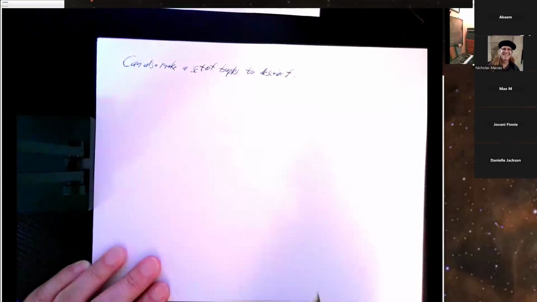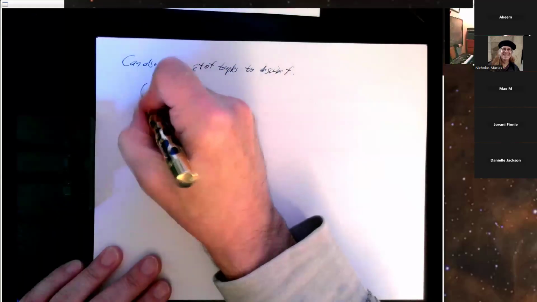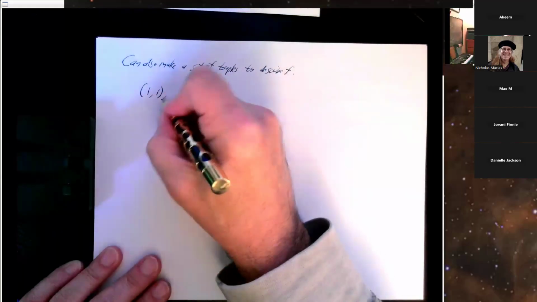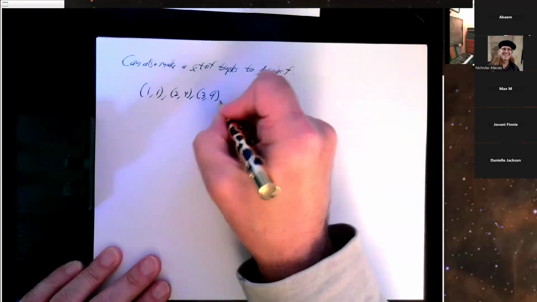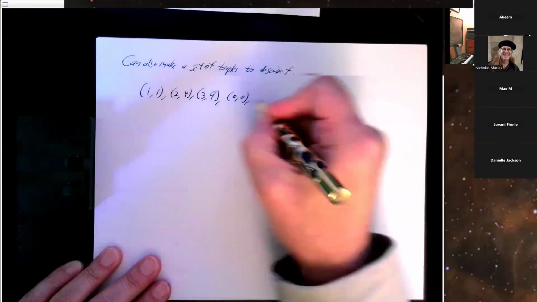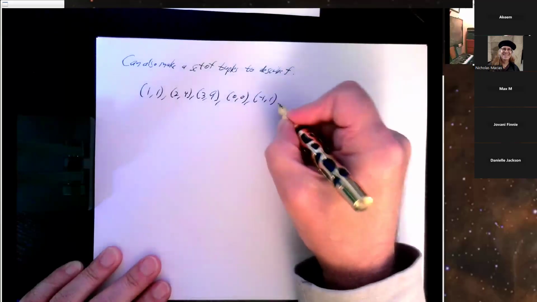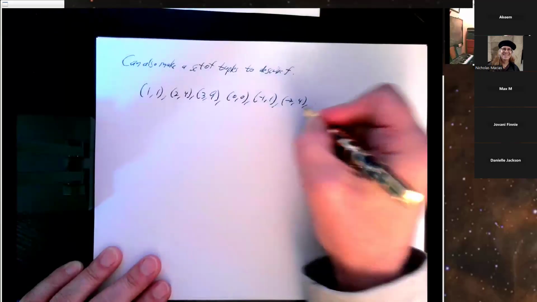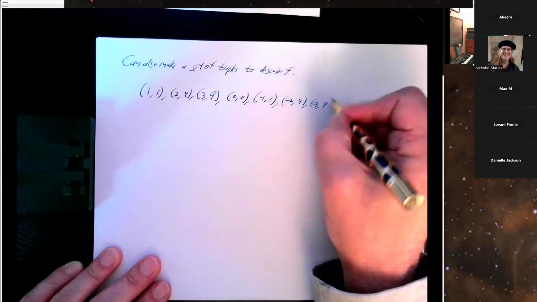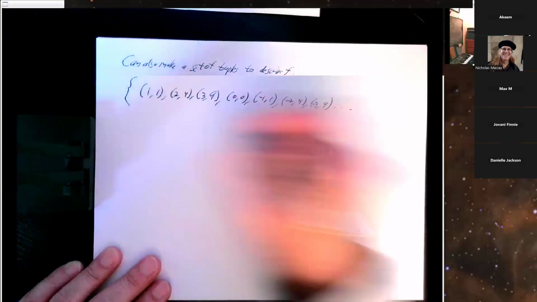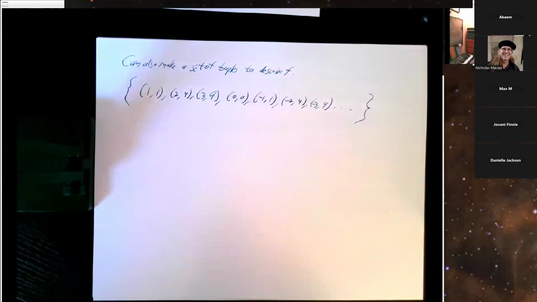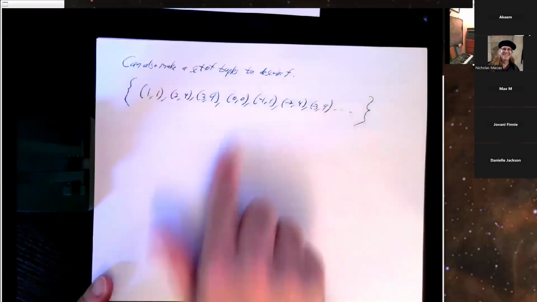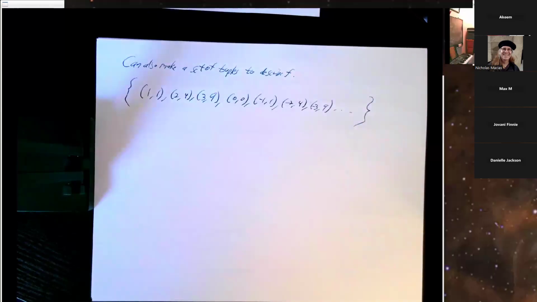So we can make a set of tuples to describe f. For example, the number 1 goes to 1, the number 2 goes to 4, the number 3 goes to 9, 0 goes to 0, -1 goes to 1, -2 goes to 4, -3 goes to 9, and so on. And I could make a very large set containing a bunch of these ordered pairs, and that set would describe my function f.